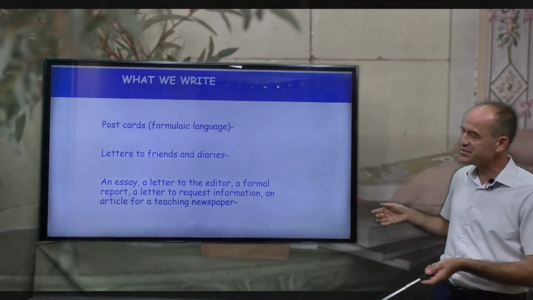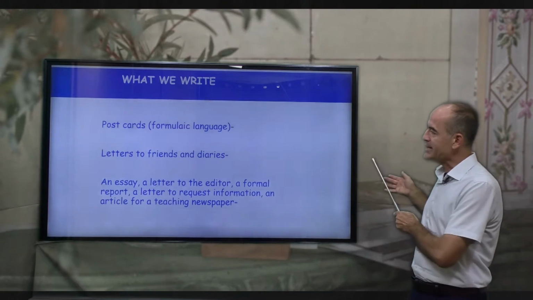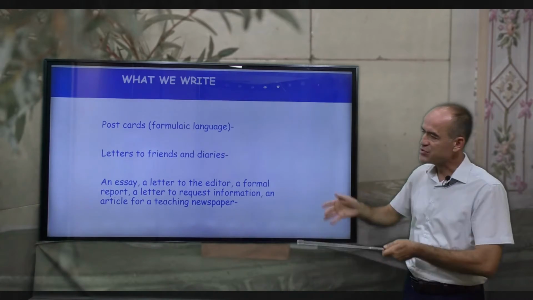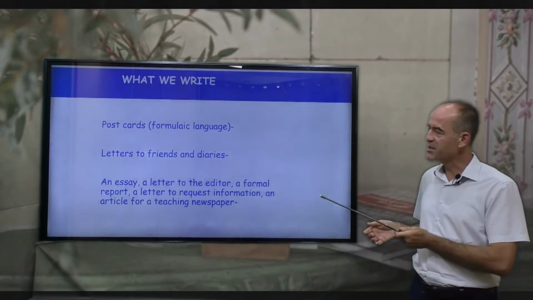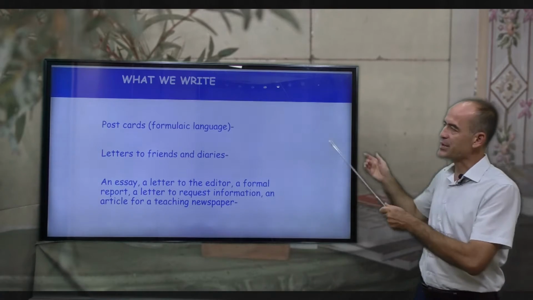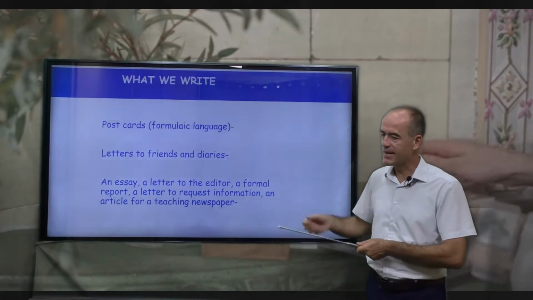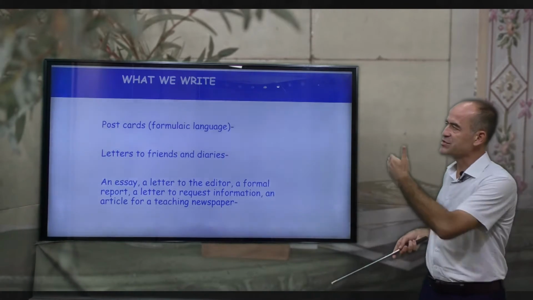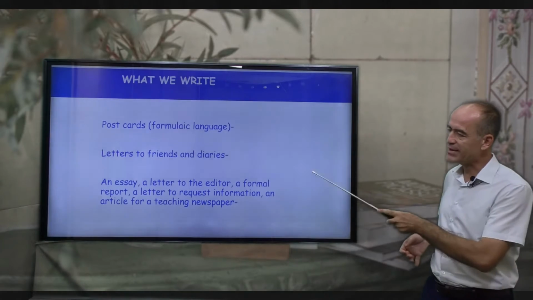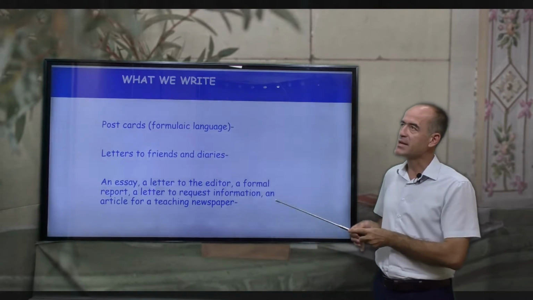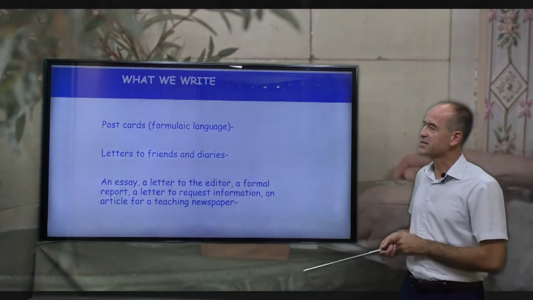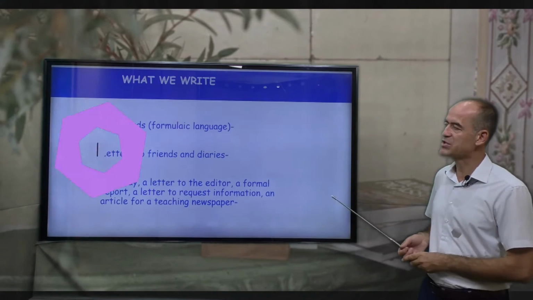So in real life, we have a purpose for writing, and these are things we write in real life. And educators think that writing in the classroom, in language classrooms, should be similar to writing in real life. And in this sense, process writing is concerned with writing in real life. That's why it is more appreciated by language teachers.